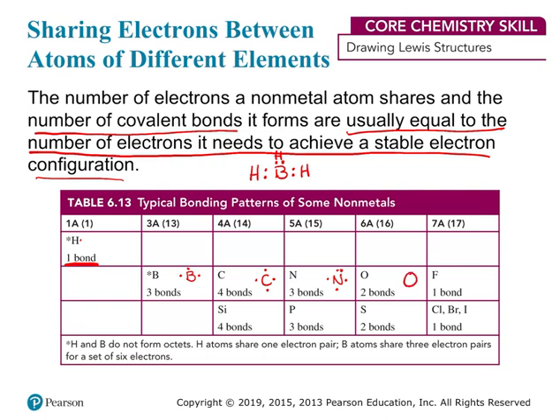Oxygen has 6 valence electrons, 1, 2, 3, 4, 5, 6. So it has 2 lone pairs and 2 unpaired electrons. So those 2 unpaired electrons really want to team up with other electrons so that oxygen will have 8 total electrons. So that means that oxygen can make 2 bonds. And then we saw with fluorine, it has 7 valence electrons. And it has only 1 unpaired electron, so it can make only 1 bond. All right.